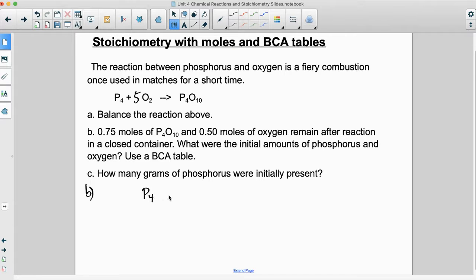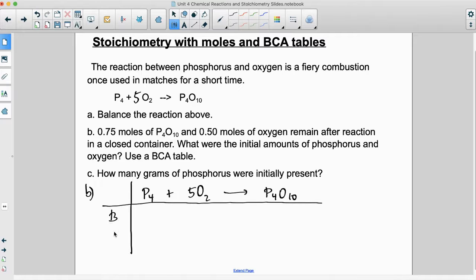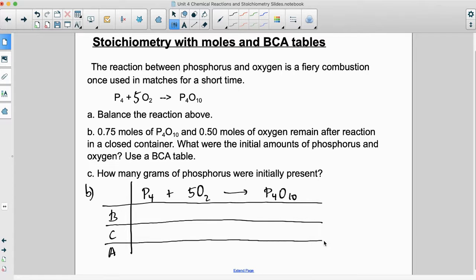So P4 plus 5O2 gives us P4O10. And I'm going to set up my table right here. My B, C, and A. Divide this up. Okay, and we have to read carefully. It says 0.75 moles of P4O10 and 0.5 moles of oxygen remain after reaction. That's this after line.